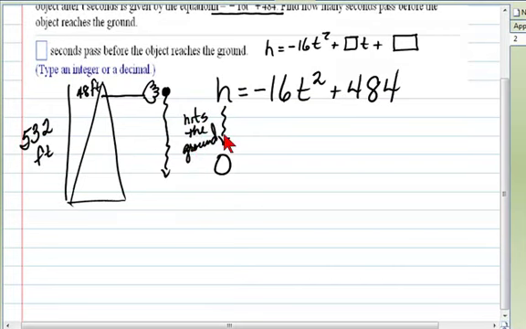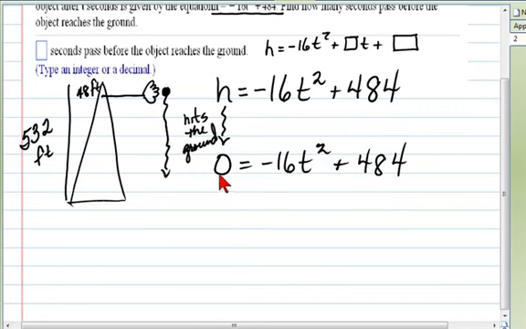It could have said how many seconds will pass until it passes a window that's 50 feet off the ground, and then the height would be 50. But if you're hitting the ground, your height is 0. That equals negative 16t squared plus 484. Is everybody okay with where the 0 comes from? Is this a quadratic equation? Yes, because there's the squared. And is it in the right form? Is it equal to 0?